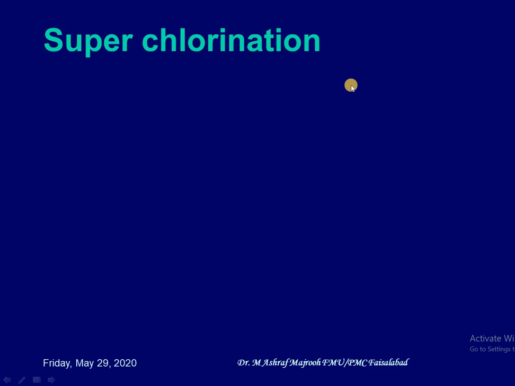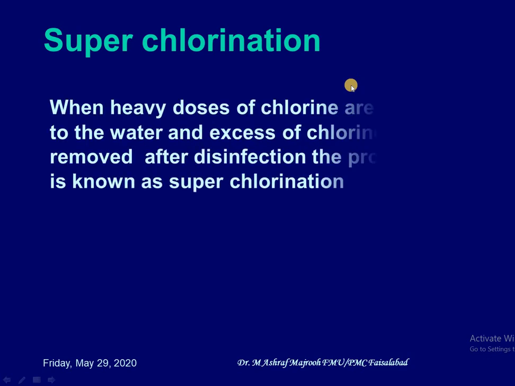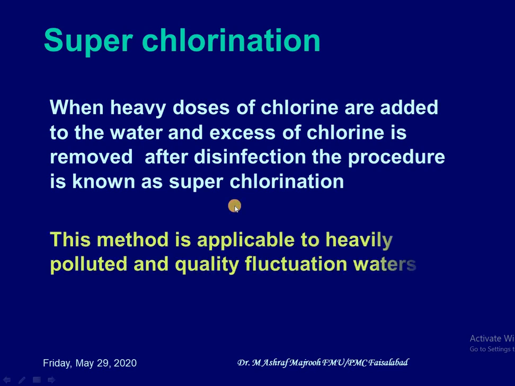Superchlorination is sometimes attempted when water is heavily polluted. Heavy doses of chlorine are added into the water and the excess chlorine is removed after disinfection, and the procedure is known as superchlorination. The method is applicable to heavily polluted water, where the water quality is fluctuating.